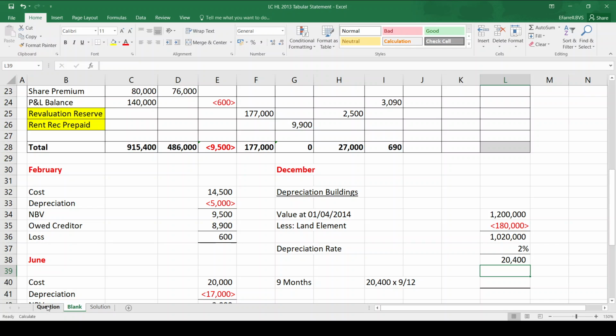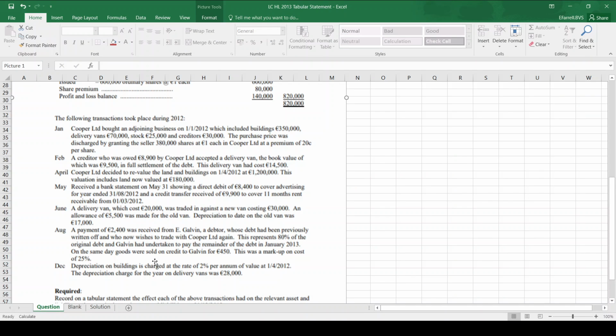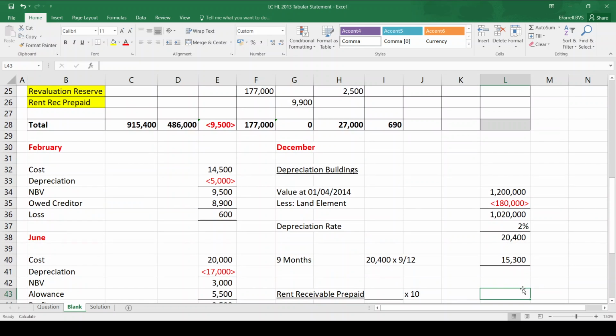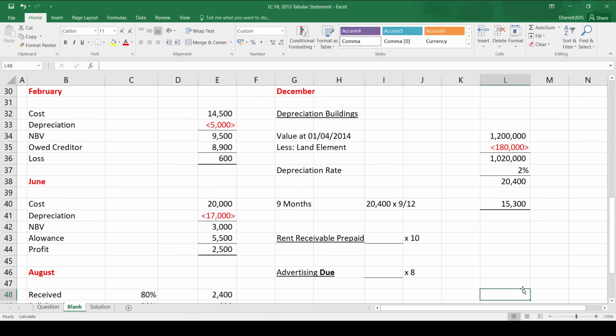In some questions, it's just worded differently. So it says depreciation on buildings is charged at a rate of 2% per annum of the value at the 1st of the 4th, 2012. So of this value here, we're only working it out from the 1st of the 4th is what it means. And I know the wording on it isn't great. Sometimes it's hard to understand if they're asking, should you depreciate it for a full year or just from the start of April? So here, I think they just want us to depreciate it from the start of April, which would be 9 months. So we just get 20,400, and we're going to multiply that by 9 over 12, which is 15,300. And again, I don't like the way they word that. It's hard to understand what they're asking sometimes.